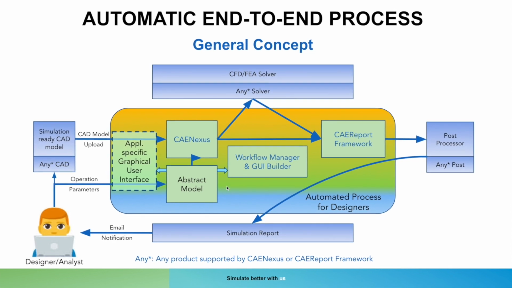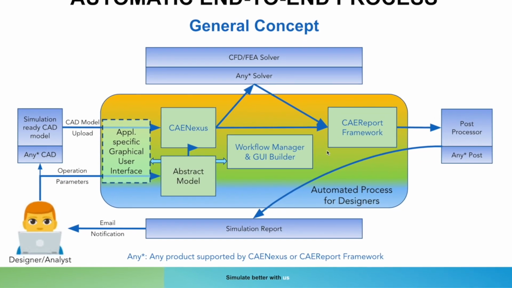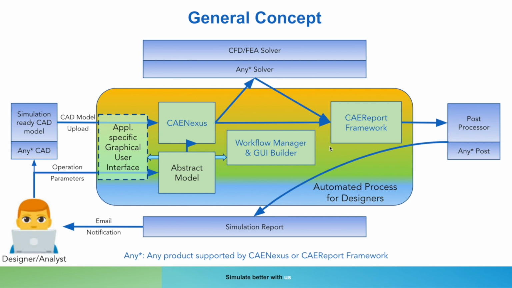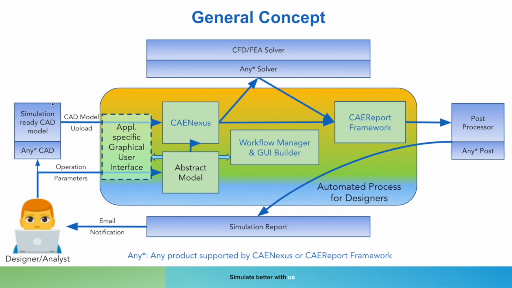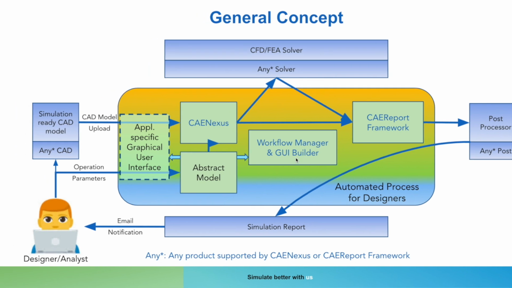So the first thing I'll have you note is that everything in this yellow-blue box here is the automated process. These component parts are set up beforehand to allow design engineers or analysts to run multiple simulations across different CAD platforms and commercial and open source fluid and structural solvers with a lot of flexibility, while maintaining robust, reliable output.